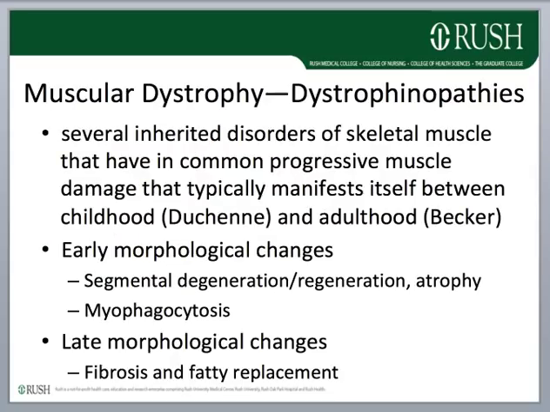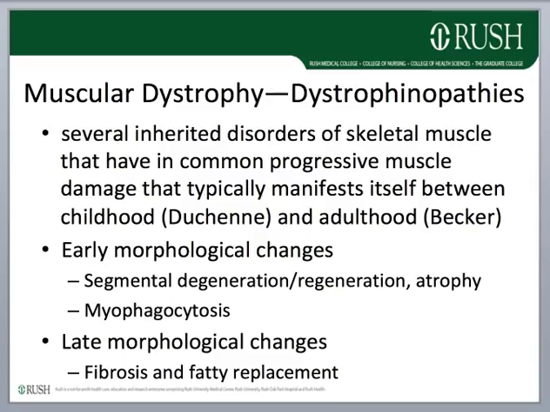The first of the disease entities I'll talk about are muscular dystrophies, or dystrophinopathies. The changes in Duchenne and Becker muscular dystrophy are similar but differ in degree. These are a group of several inherited disorders of skeletal muscle that have in common progressive muscle damage that typically manifests itself between childhood and adulthood. Both are marked by chronic muscle damage that outpaces the capacity for repair.